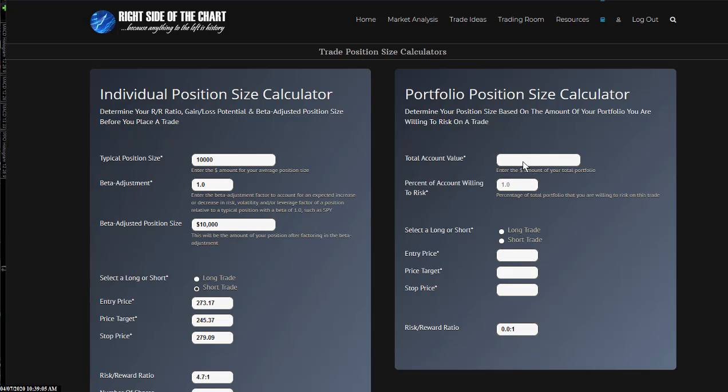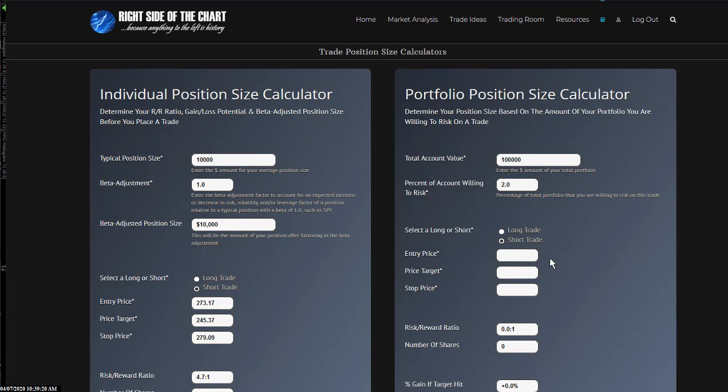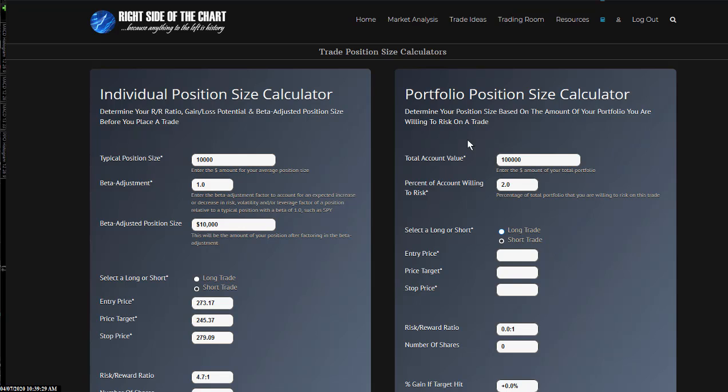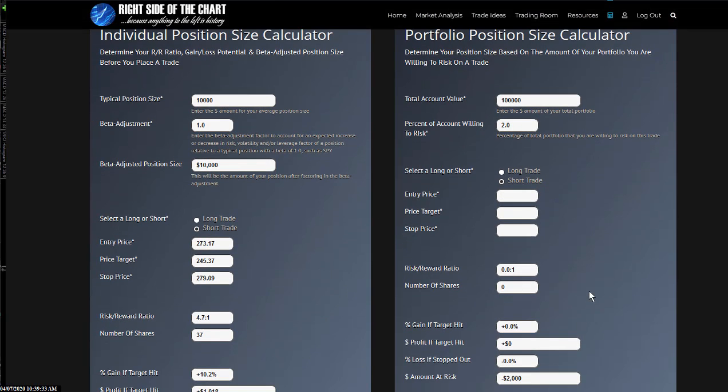Of course, you can do the same thing here for your total account if you want to know how much you're putting at risk here. If you have a $100,000 portfolio and you want to risk, let's say, 2% of your portfolio on a trade, it's a short trade, same thing. You can plug in all the parameters here, entry price, all that good stuff, and it'll tell you how much total is at risk there. So take advantage of these. I spent a long time building these, so I think they're very useful tools.